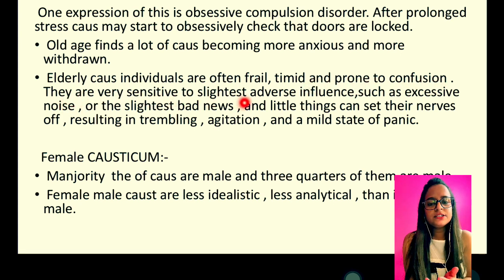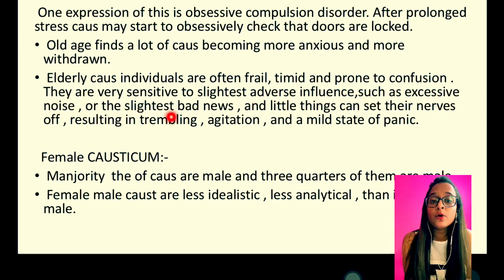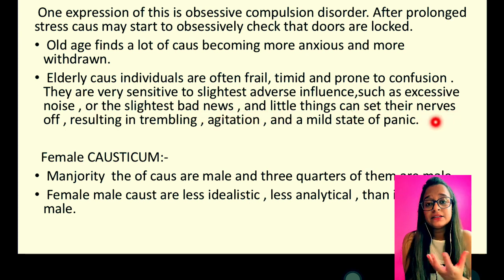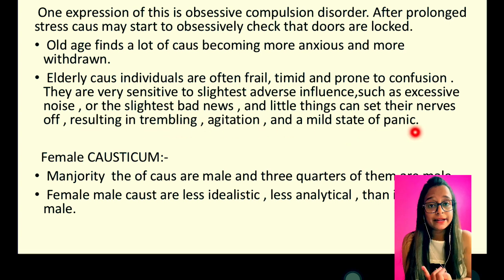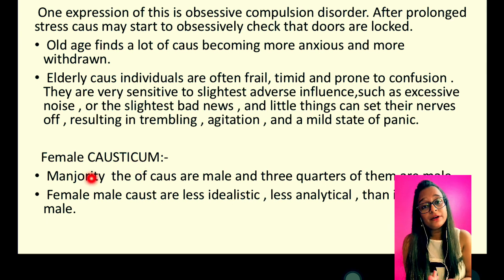They are very sensitive to the slightest adverse influence such as excessive noise or the slightest bad news, and little things set their nerves off, resulting in trembling, agitation and a mild state of panic. So 3 points. Okay, the patients are frail, timid and prone to confusions, which results in trembling, agitation and a mild state of panic. So next we will be seeing about female Causticum.